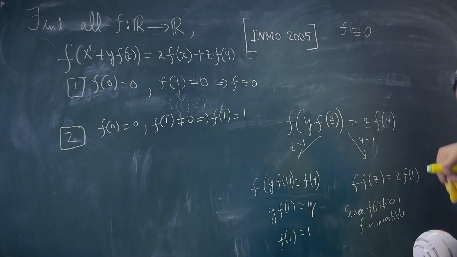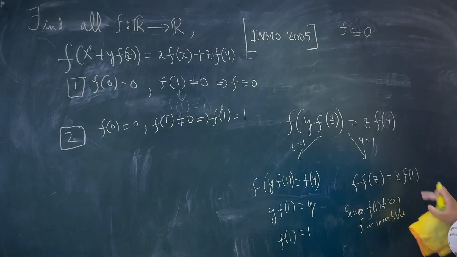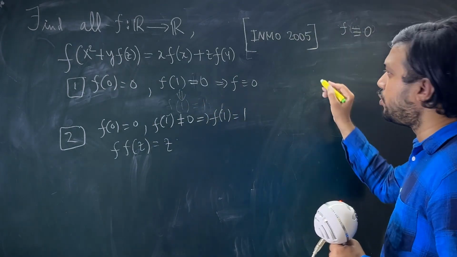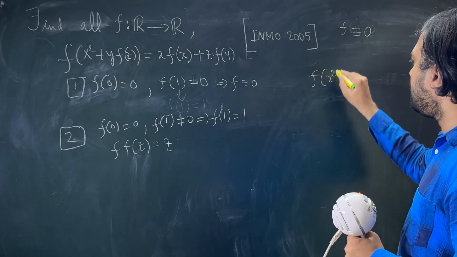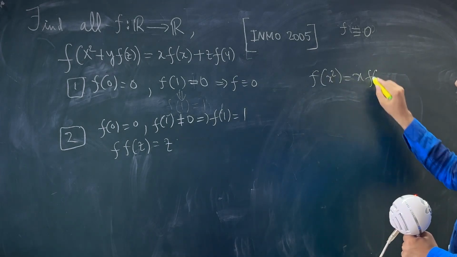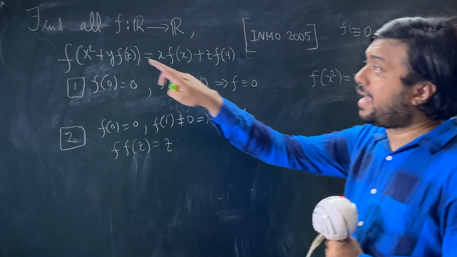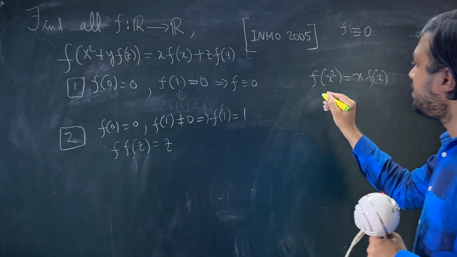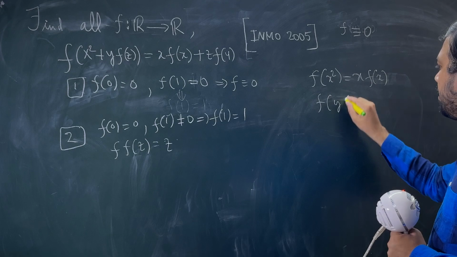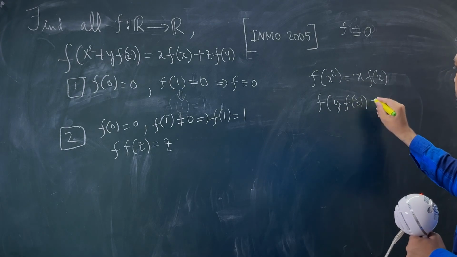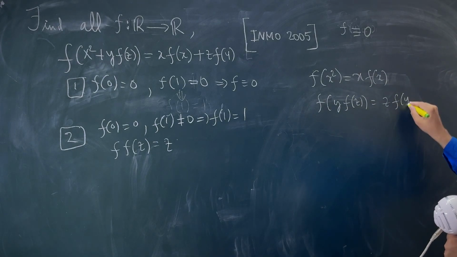Now notice something interesting happens. If f of 1 is 1, f of z is z. So if you plug in y and z equal to 0, you see that you'll get f of x square is equal to x f of x. Awesome. Now, the other thing is, if you plug in x equal to 0, then you'll get, which we wrote earlier but I'm writing again, y f of z is z f of y.